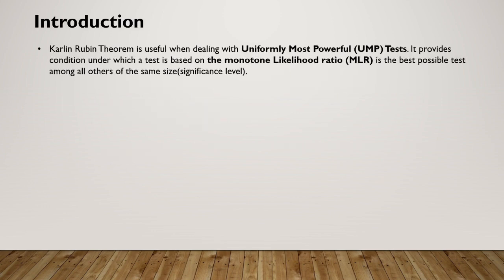The Karlin-Rubin theorem is useful when we are dealing with a uniformly most powerful test. It provides conditions under which a test based on monotone likelihood ratio is the best possible test among all others of the same size. So now what is monotone likelihood ratio? Monotone likelihood ratio is the term used when a statistic is increasing or decreasing. That's the monotone likelihood ratio.